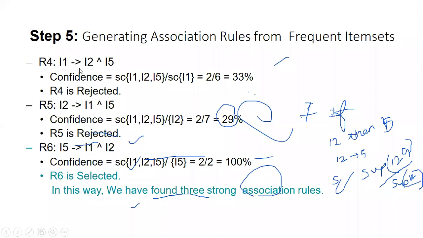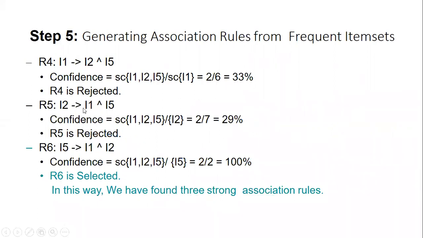Here now I have taken I1. If the customer purchases I1, there is a chance that I2 and I5 are there. We'll check using the confidence formula, and 2 by 6 gives 33%, so it is not considered and is rejected. Then we'll take I2 tends to I1, I5. Here 29%, rejected. Then I5 tends to I1, I2: if the customer purchases I5, he or she may also purchase I1, I2. So 100%, this is selected.